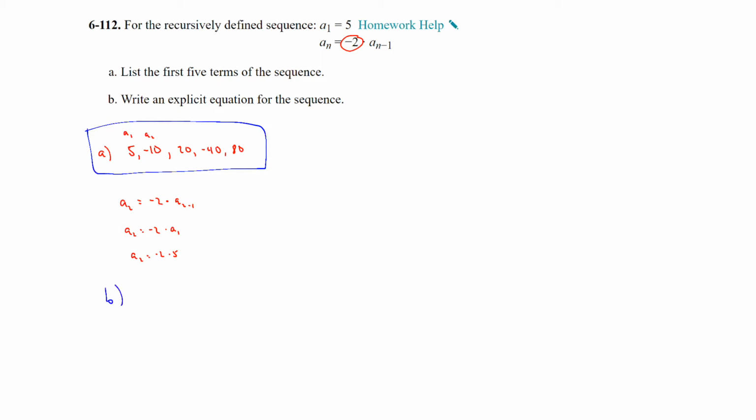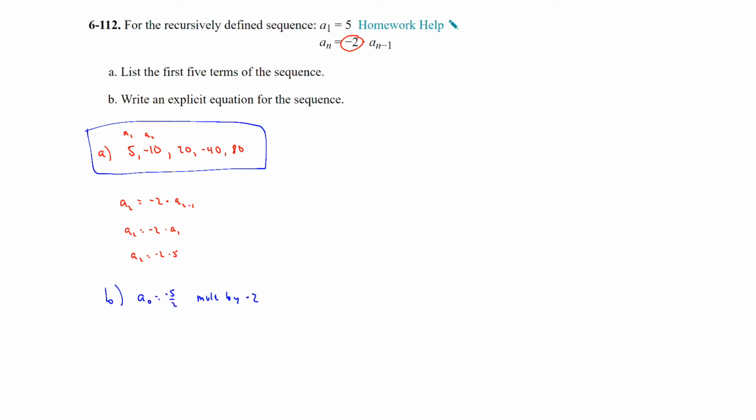Now on part B, it says write an explicit equation for the sequence. So we need two things. We need the initial, or term 0, and we also need to know what the multiplier is, which we already know: we are multiplying by negative 2 to get to the next term. So we need to work backwards to find what a sub 0 is, and if we're multiplying by negative 2, then we would divide by negative 2 to figure out what the term before is, which would be negative 5/2.